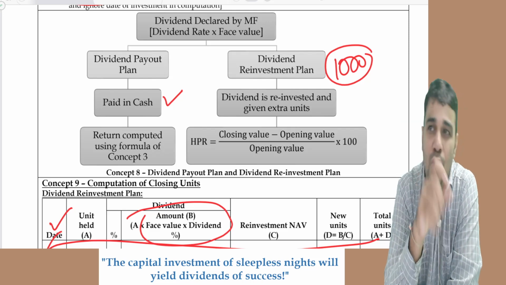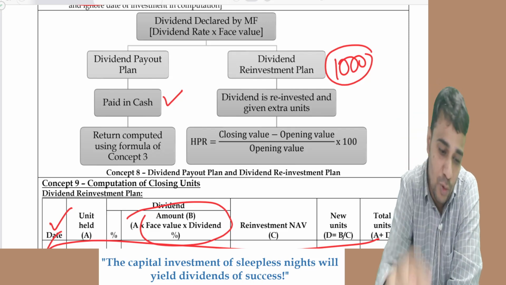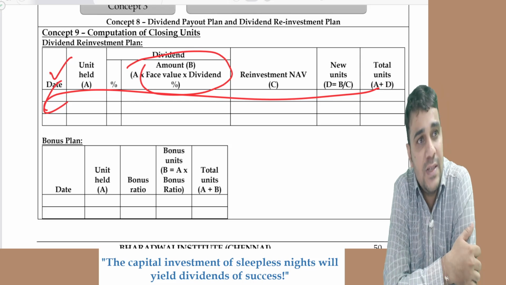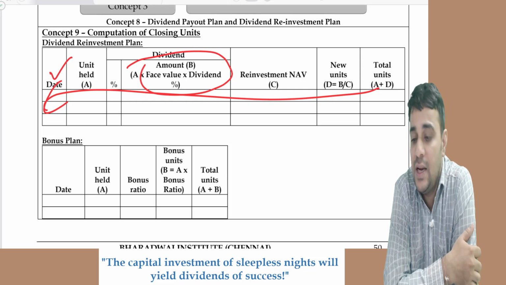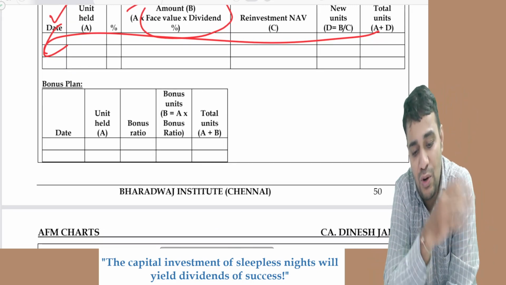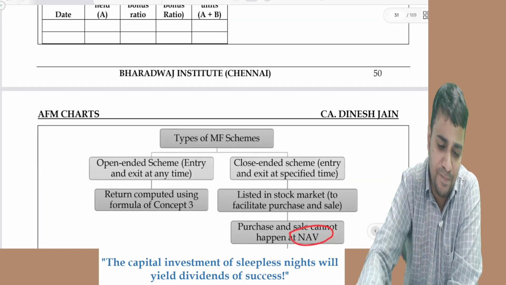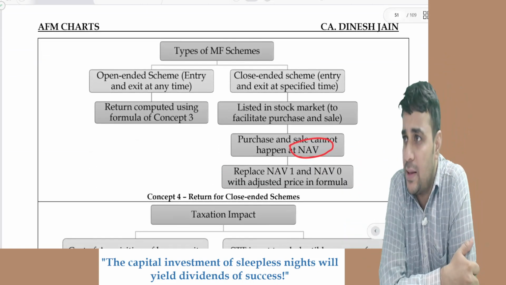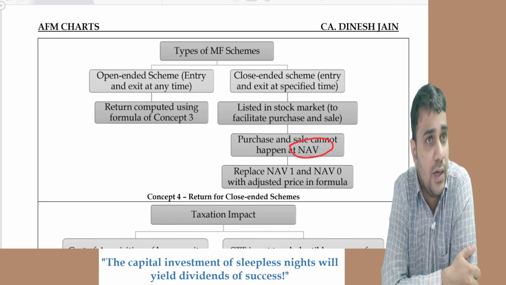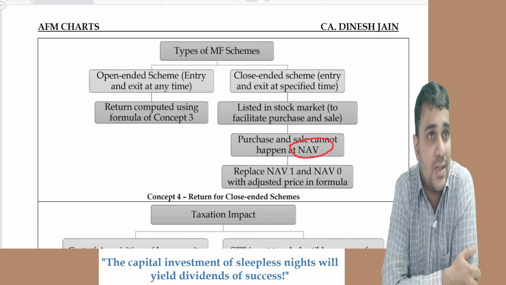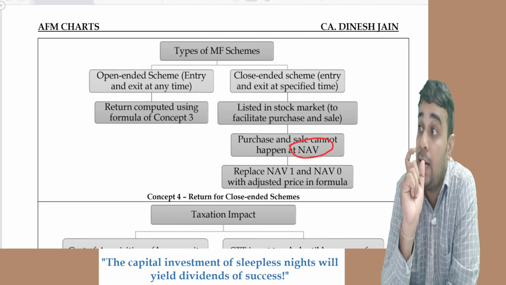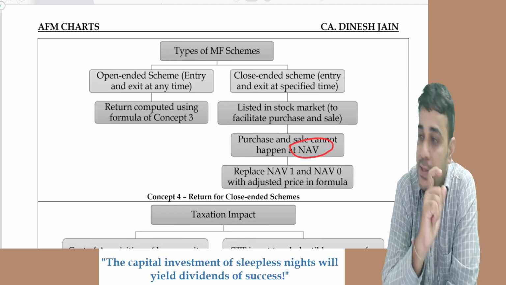What is opening value? Opening units into opening NAV. How do I calculate closing units? Date, units held, dividend percentage, dividend in rupees, reinvestment NAV, new units and total units. What is the bonus plan? Date, units held, bonus ratio, bonus units and total units. Two types of MF scheme are there. One is an open-ended scheme and the other a closed-ended scheme. Open-ended scheme, return computed using concept 3. Closed-ended scheme, listed in stock exchange, because of which the NAV1 and NAV0 will be replaced with an adjusted price.